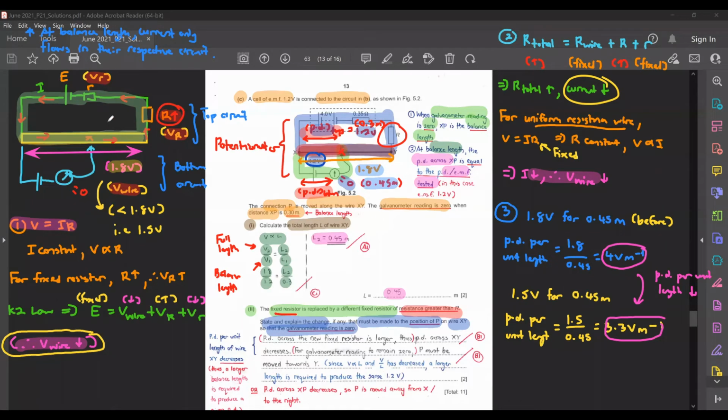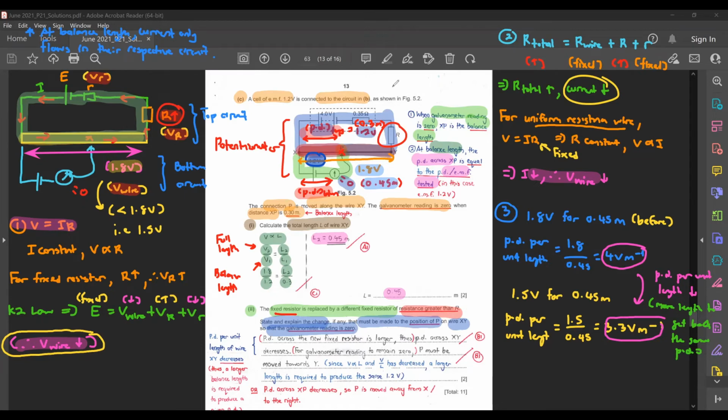For our case now, when we change the fixed resistance to a larger value, the new balance length must have a PD of 1.2 volts too. Okay, so based on the concept of PD per unit length, because our PD per unit length now has actually decreased, you actually would need more length to get back the same PD. In our case, the same PD here is actually the 1.2 volts.